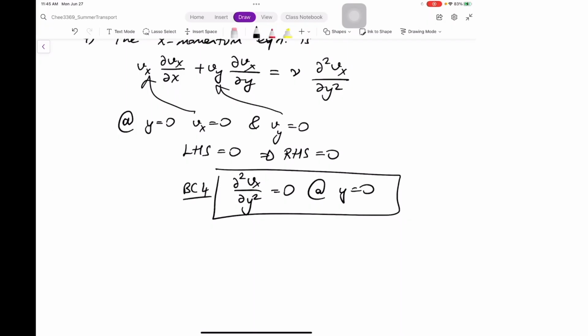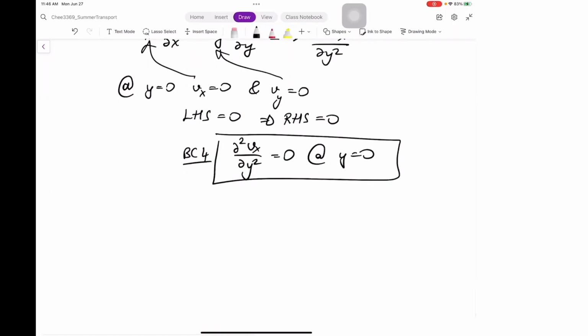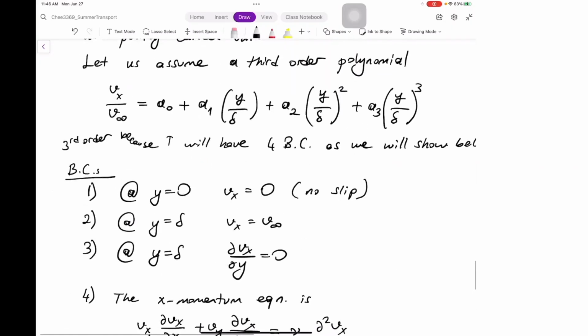Okay. Now let's apply boundary condition 1 first. You get y is equal to 0, Vx is equal to 0. So all these cancel, right? So you get a0 is equal to 0. Correct?